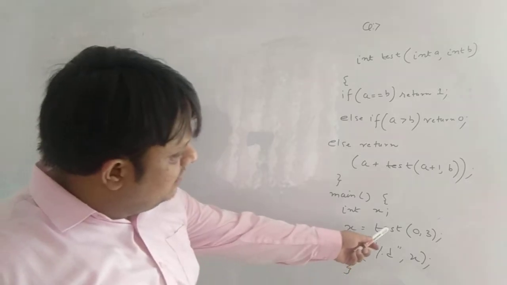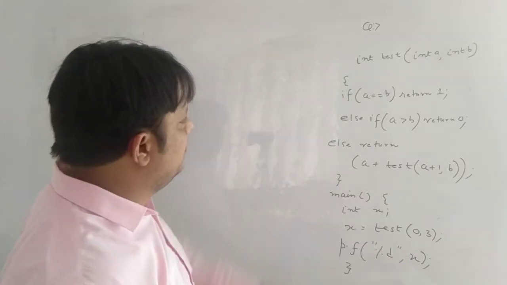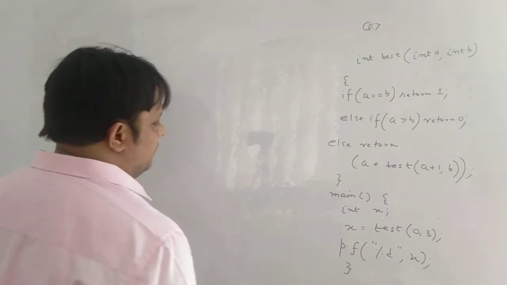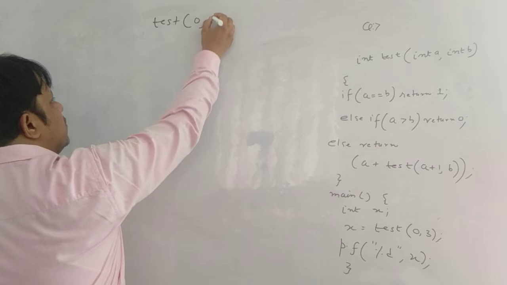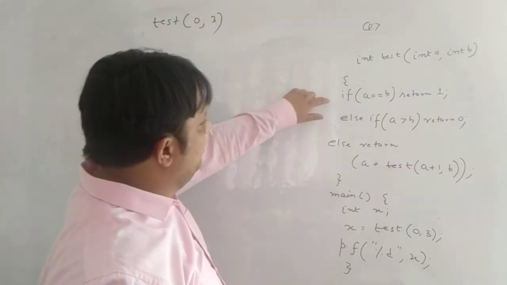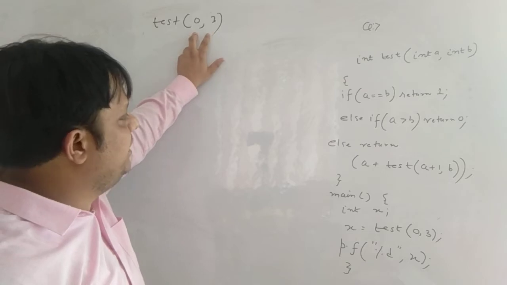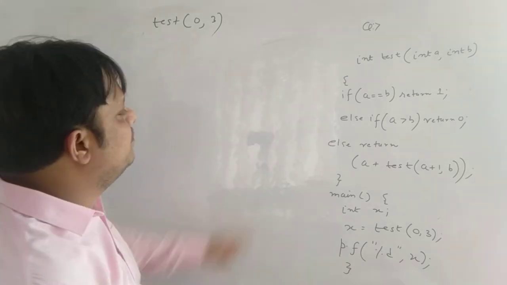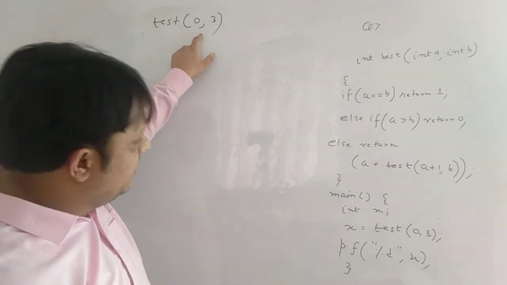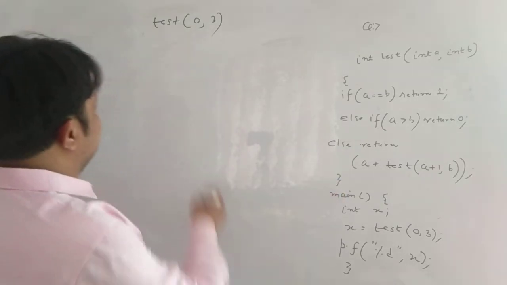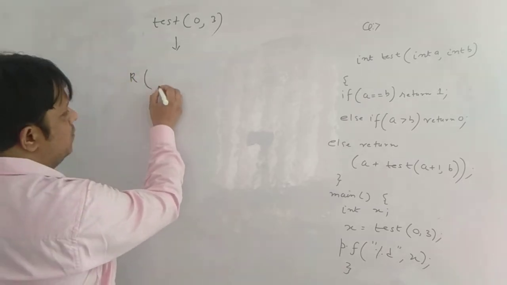Now we are calling this function test(0, 3). So the value of a is 0 and the value of b is 3. Now moving ahead, is a equal to b? Value of a is 0 and value of b is 3, so this condition is false. Moving on to the else if statement: if a is greater than b, 0 greater than 3 is false, so we will come to this statement: return a. Value of a is 0.